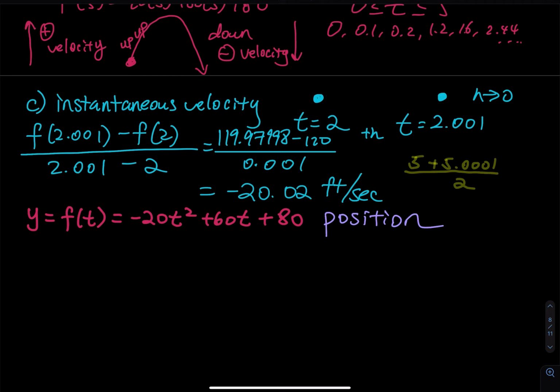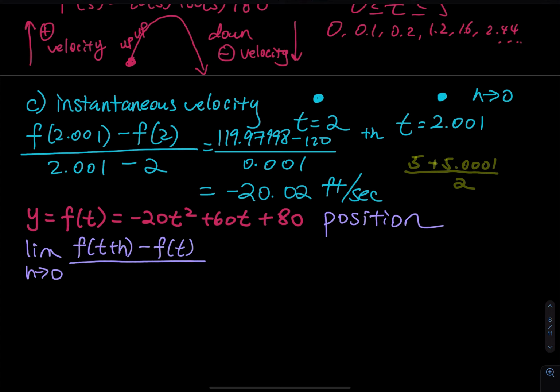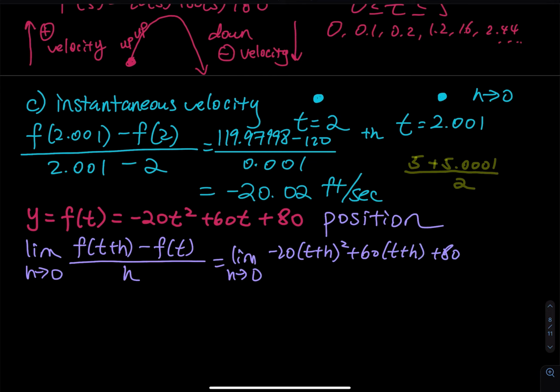So we do not need y2 minus y1, this kind of thing, right? What you have to do is take a limit as h goes to 0 of f of t plus h minus f of t, divided by h. So this is the limit as h goes to 0 of negative 20 (t plus h) squared plus 60 (t plus h) plus 80, minus the given function, negative 20t squared plus 60t plus 80, and then divided by h.